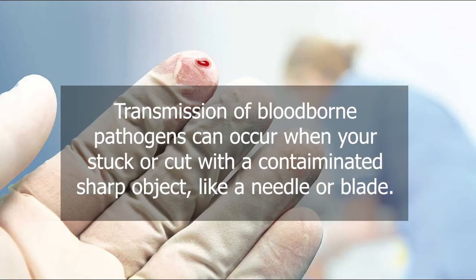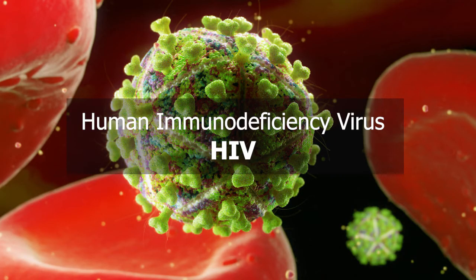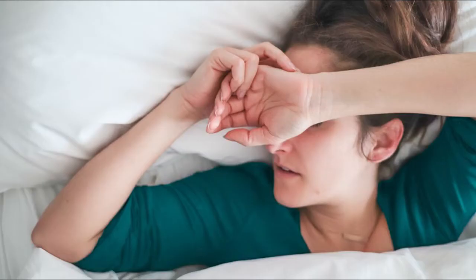Transmission of bloodborne pathogens can occur when you're stuck or cut with a contaminated sharp object, like a needle or scalpel, or have an open wound that comes into contact with contaminated blood or other potentially infectious materials. Human immunodeficiency virus, or HIV, is a virus that attacks the cells that help the body fight infection, making a person more vulnerable to other infections and diseases.